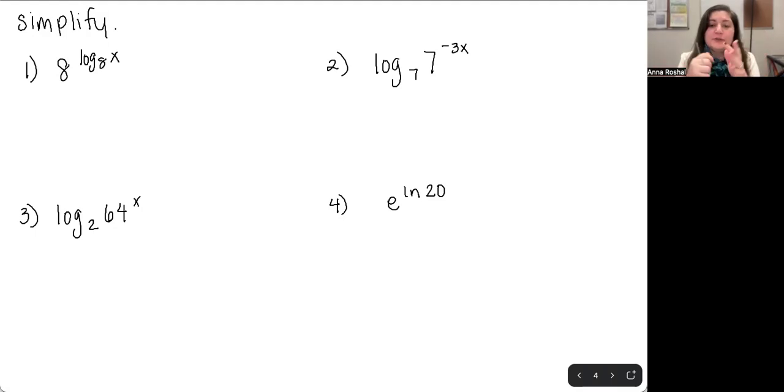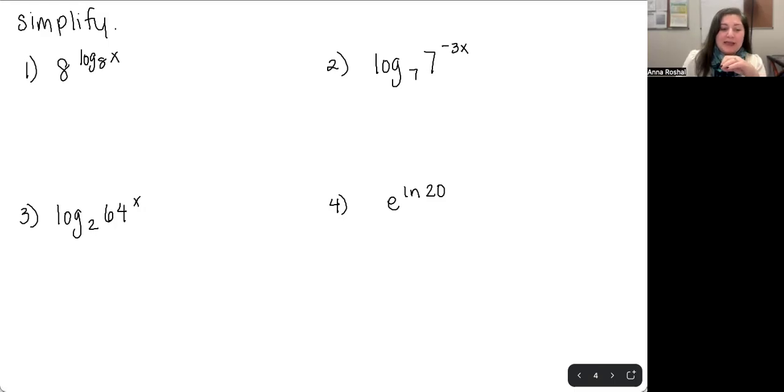Okay, so now what we're going to do is simplify. I know you're looking at problem 4 probably, and you're going to be like, oh my gosh, what is this E? Why is there another exponent? Why is there another letter? What's going on? Have no fear. We will talk about E shortly.